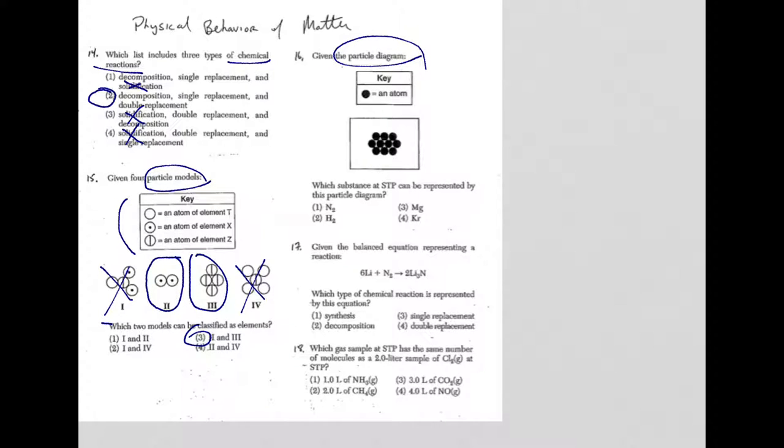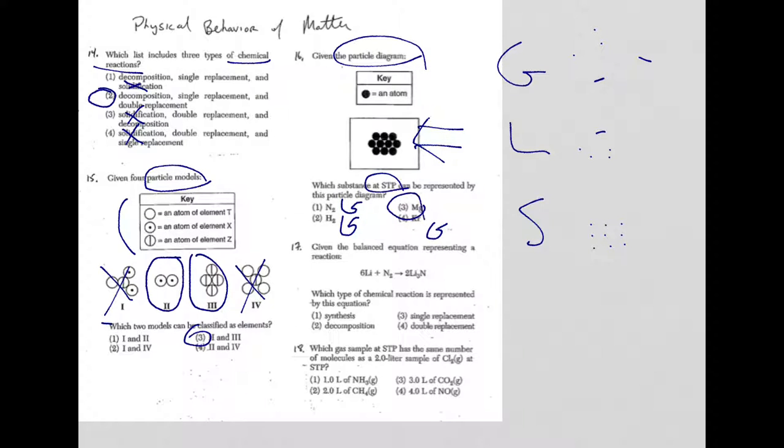If I go to 16, I'm only dealing with one type of atom, and you'll notice they are clustered together. It says, which substance at STP can be represented in this particle diagram? Well, if you think back to phases, gases are the furthest apart, liquids are closer, and then of course solids are more in a structure. So really what we're looking for here is which one of these at STP would be a solid. Nitrogen's a gas, hydrogen's a gas, krypton of course is a noble gas, so the only answer would be choice 3. Make sure you do know all of your gases at STP from the periodic table.